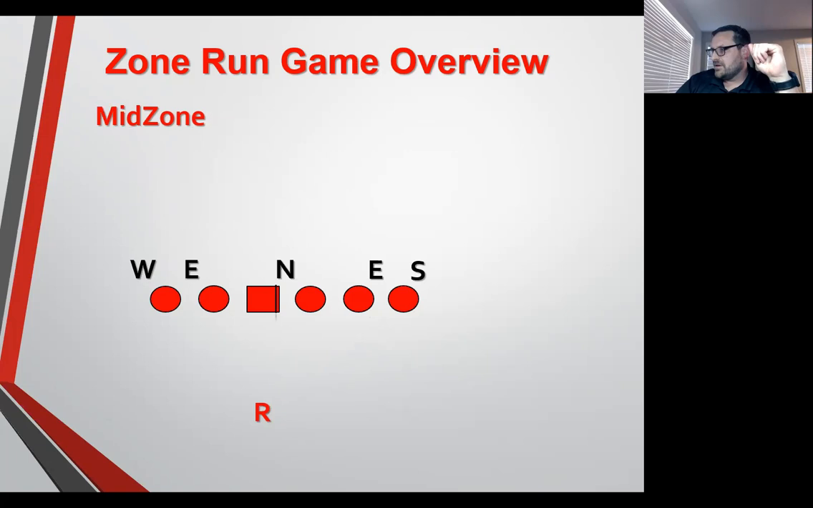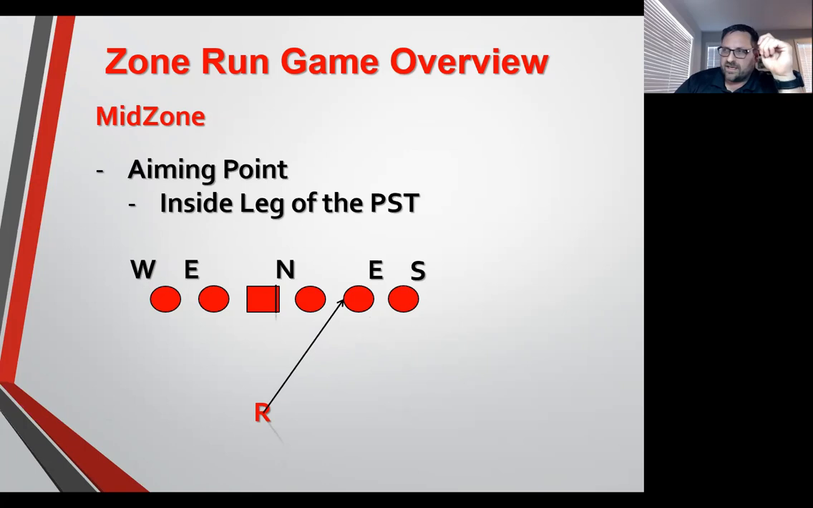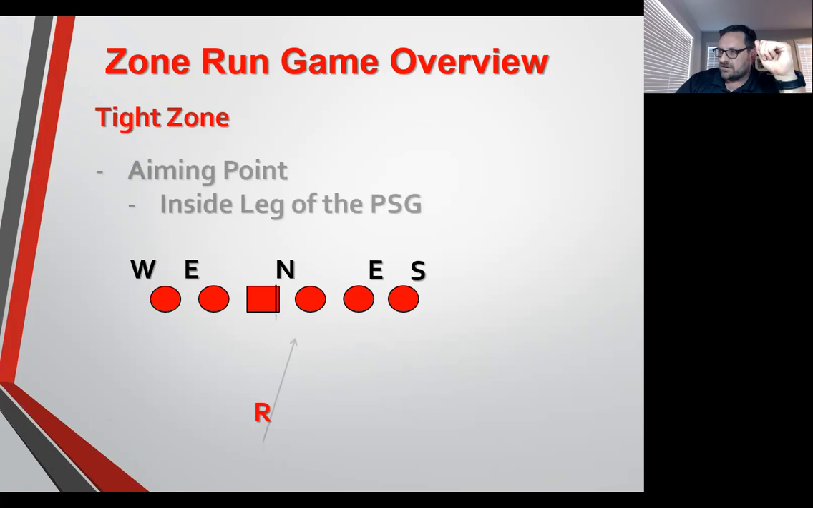And then we get into mid zone. With mid zone, your aiming point is the inside leg of your play side tackle, and going in from that. Now you've got tight zone. The aiming point is the inside leg of the play side guard. More of a downhill run play. Now you get the zone read RPO.